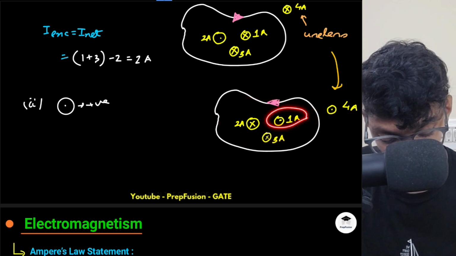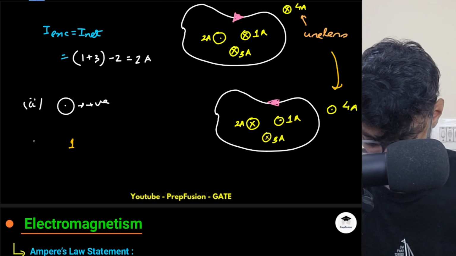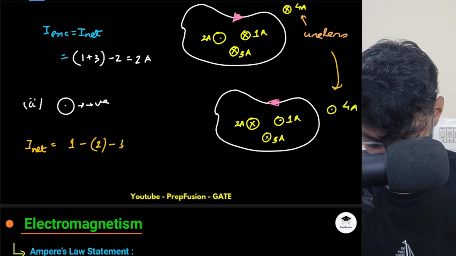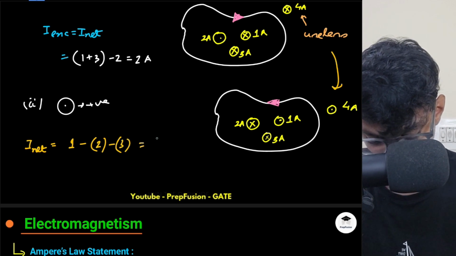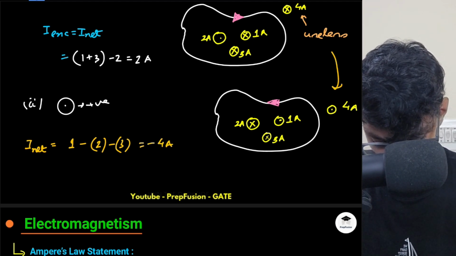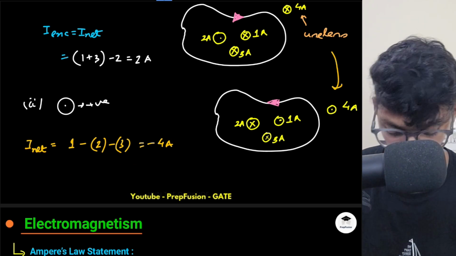Again, 1 ampere is positive and 2 and 3 are negative. So this time I net will be 1 minus 2 minus 3. So this will become minus 1 minus 4, minus 4 amperes. This will be my I net.